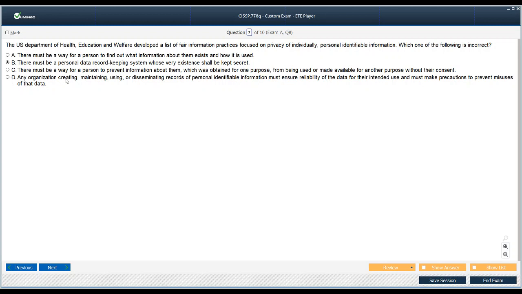Option D, any organization creating, maintaining, using, or disseminating records of personal and identifiable information must ensure reliability of the data for their intended use and must make precautions to prevent misuse of that data. For example, Facebook. They should do these things, right? So that is what is expected of them. So the incorrect one out of this whole thing is option B.